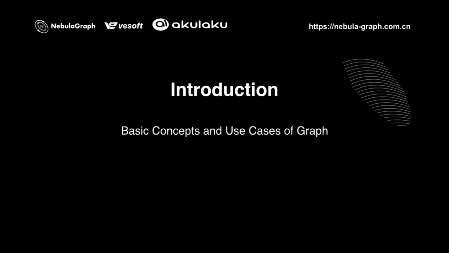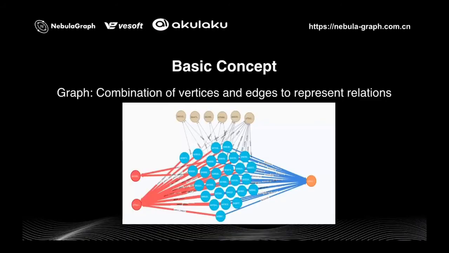First, the introduction to the basic concept and use cases of graphs. So what is a graph? A graph is a combination of vertices and edges to represent relations. When you want to represent relations, you can think of using a graph as a data structure. In that way, you can use existing algorithms and solutions which are designed specially for graphs. That is the idea. And here is an example from one of our data sets.